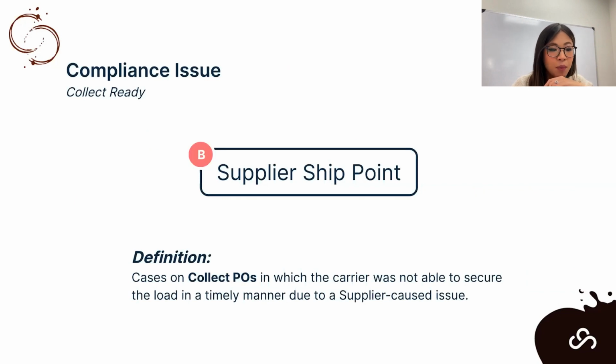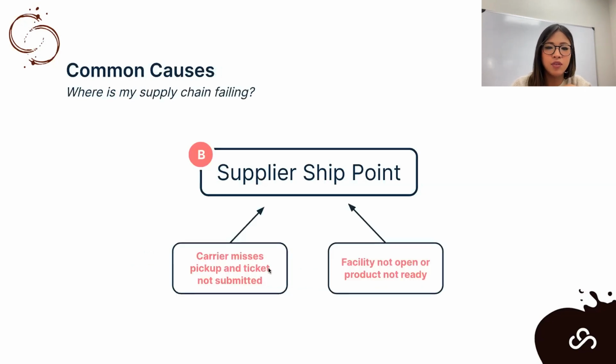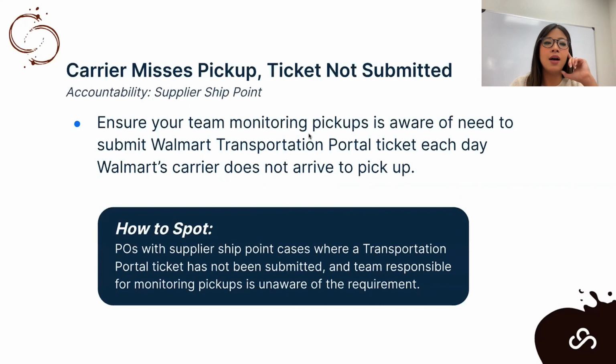The supplier ship point is another big reason why a lot of suppliers, especially if you're collect ready, are getting fines. And that is essentially, again, when the carrier, so the Walmart side, was not able to pick up your product at the time of the appointment. Situations happen where the carrier will miss the pickup and a ticket is not submitted, or the facility is not open, or the product is not ready.